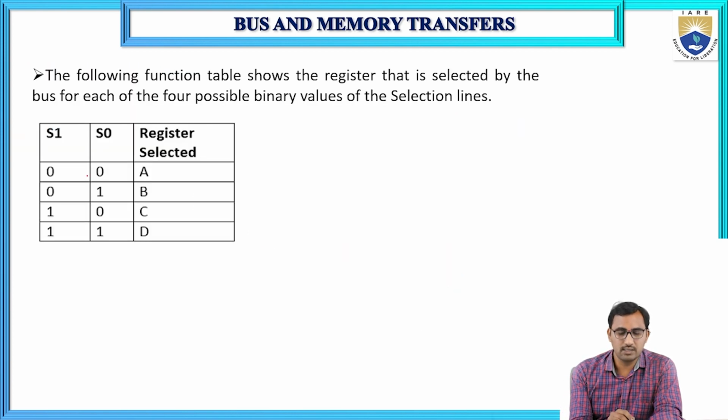When the selection lines are 0, 0, register A is selected. When selection lines are 0, 1, B is selected. When selection lines are 1, 0, register C is selected. And finally, when both selection lines are 1, 1, then register D is selected.